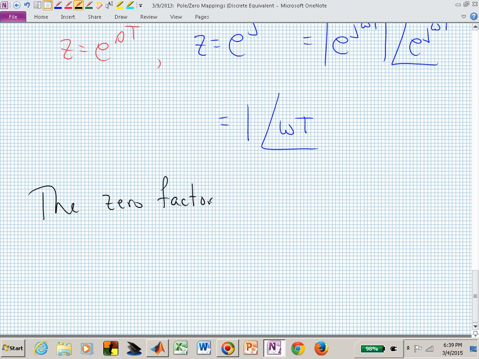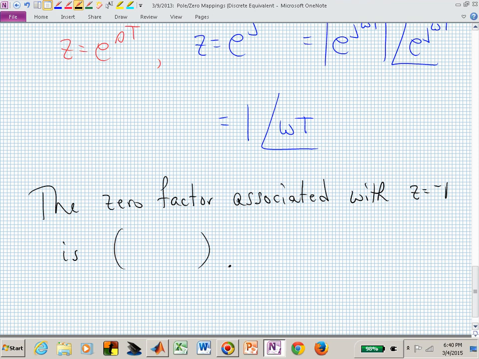In other words, the 0 factor associated with z equal to -1, what does that factor look like? If we want that factor to disappear when we set z equal to -1 in that factor, what's that factor going to look like? Is it clear what I'm trying to say?